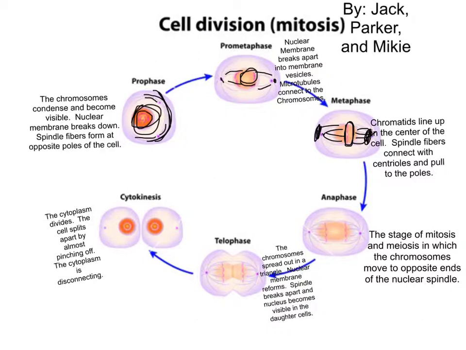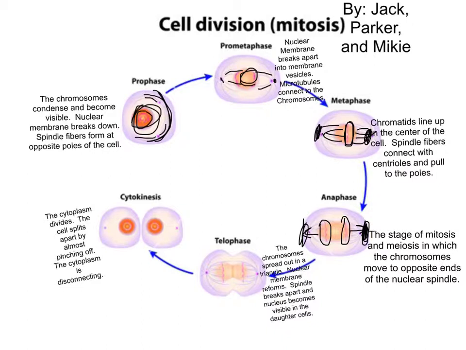Then to the next phase, anaphase. This is the stage of mitosis and meiosis in which the chromosomes move to the opposite ends of the nuclear spindle. Those are the chromosomes, and they're moving that way and that way, the opposite ends.